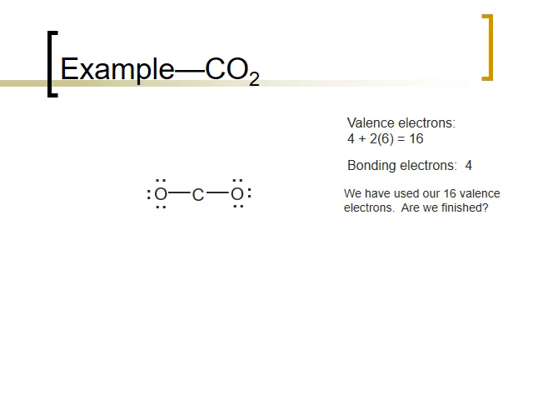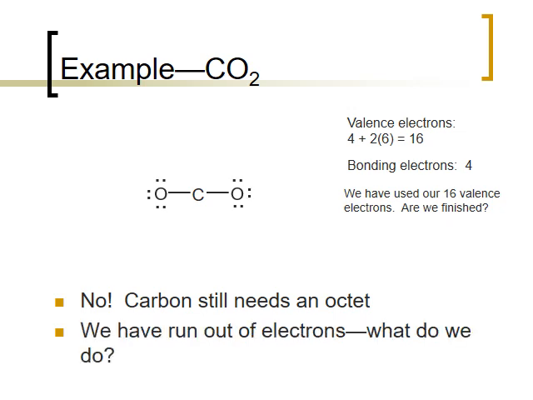Are we finished? No, we're not. If you notice, carbon does not have an octet. Oxygens have the octet, but carbon needs one. So we've run out of electrons. We can't just place more electrons. We only have 16 to work with. So what do we do?